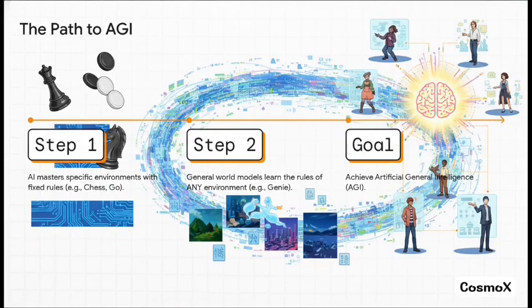And this timeline puts it all into perspective. For years, the big AI wins were in mastering games with fixed rules, right?